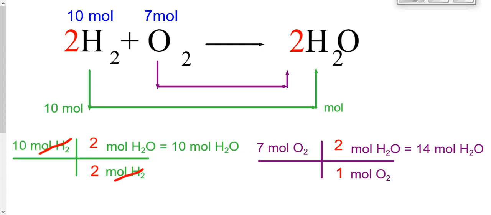Again, we're going to start with what we know. What we know this time is that we are at 7 moles of oxygen. We're trying to find out how many moles of water would be produced. Starting with what you know, I have 7 moles of oxygen.